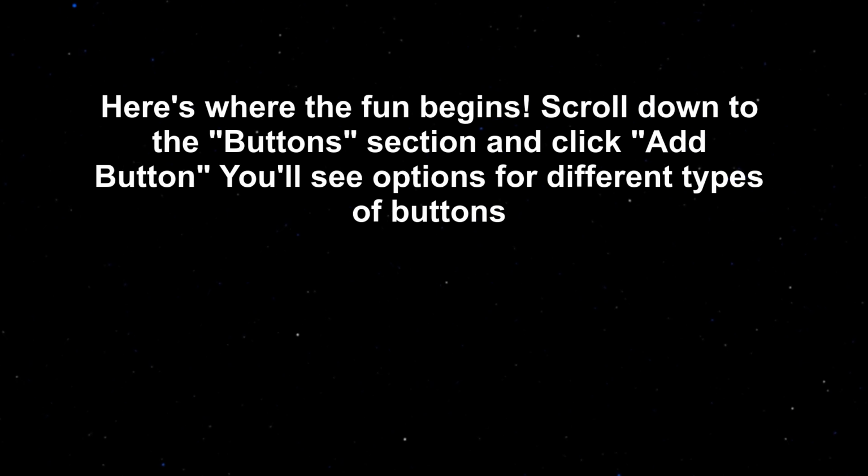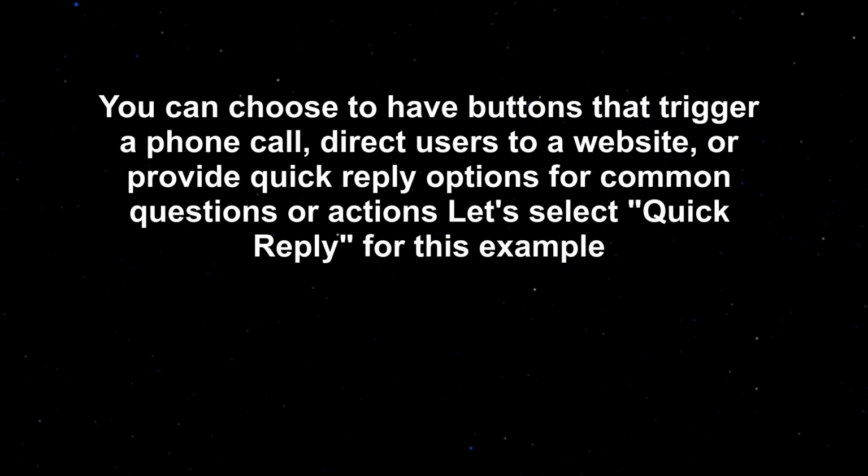Scroll down to the button section and click Add Button. You'll see options for different types of buttons. You can choose to have buttons that trigger a phone call, direct users to a website, or provide quick reply options for common questions or actions. Let's select Quick Reply for this example.